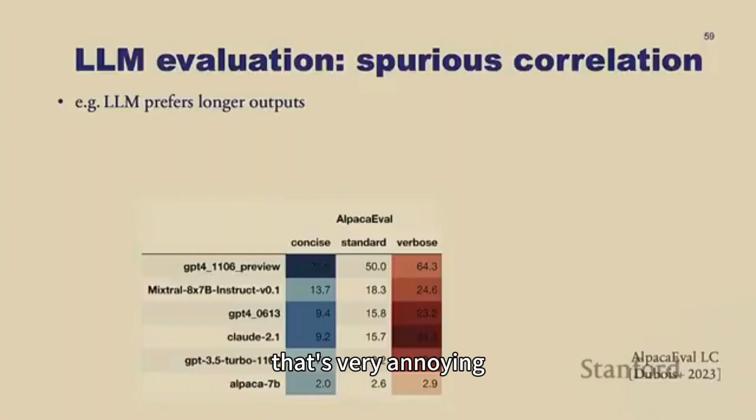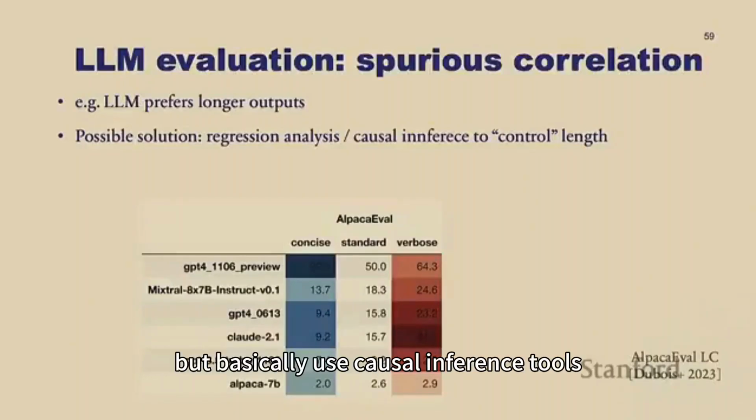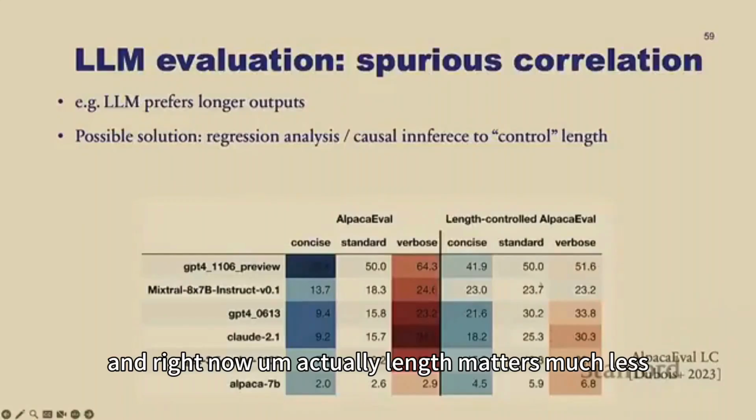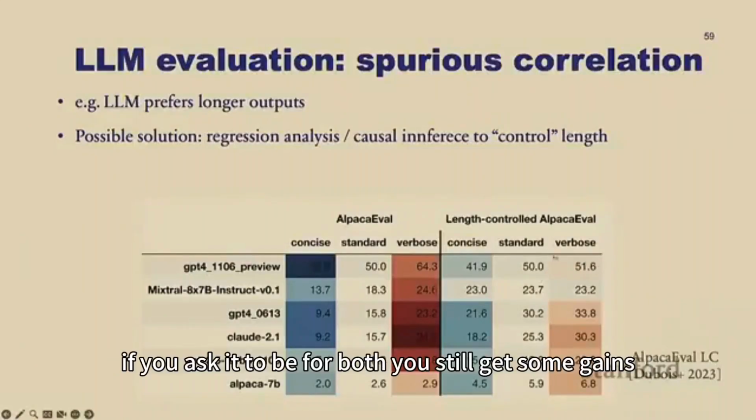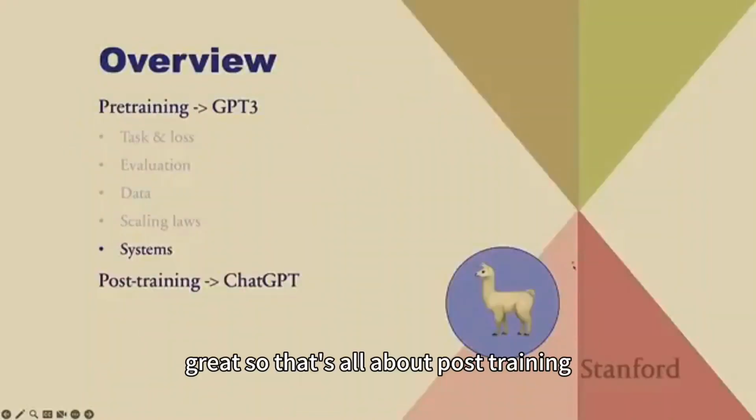That's very annoying. So one possible solution, which is what we did, is to use regression analysis. I'm not going to go into details, but basically we use causal inference tools to control for length. And right now, length matters much less. So if you ask it to be verbose, you still get some gains, but much less. Great, so that's all about post-training.